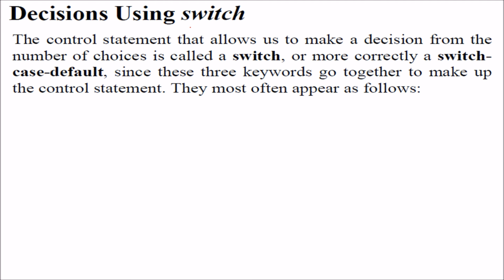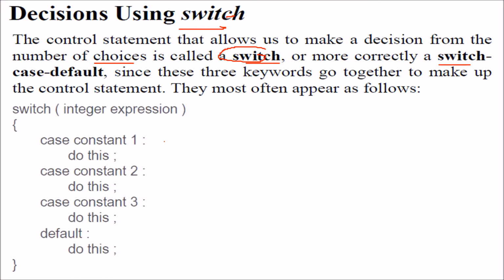So the decision using switch, this is a control statement. Now this allows us to make a decision from a number of choices. We have a number of choices which are given inside this switch. So we can just call this switch case, because the choices which are possible in switch are called cases. So we'll call them the switch case construct, or switch case default. All these keywords go together in order to make this switch case control statement.